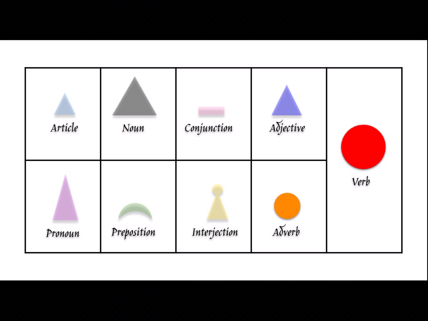An adverb is symbolized with an orange circle. It's similar to a verb, and it acts similarly to a verb in a sentence, and so it has a similar symbol. Here it's an orange circle.